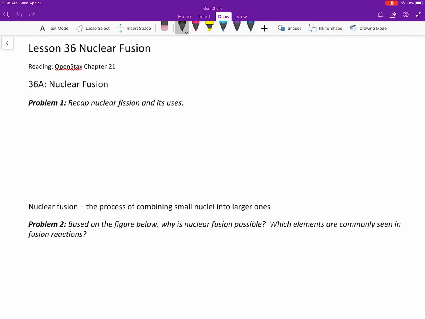Okay, so we're finishing up chapter 21. Here you can recap nuclear fission and its uses. This is the definition in the previous one, and some of the examples we talked about were dating, medicinal, and then energy. Those are 3 uses we talked about last time, and this is in lesson 35.